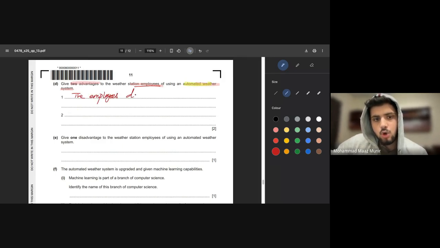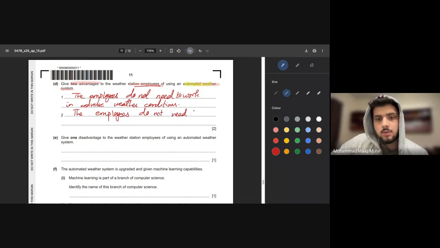The employees do not need to work in adverse weather conditions. One point. And then the second point can be the employees do not need to work all night or overnight. And you will get a perfect 2 by 2 for writing these two statements.